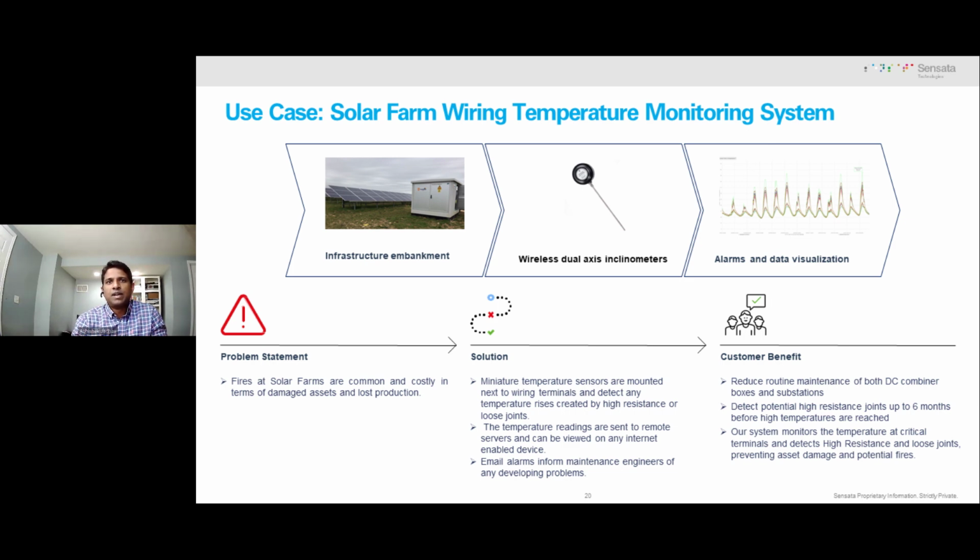And they were also able to detect high potential resistance joints up to 6 months in advance before the temperatures reach that critical value. Our systems monitor the temperature at critical terminals and also detect high resistance and loose joints, preventing any sort of damage and potential fires that may happen in the future.